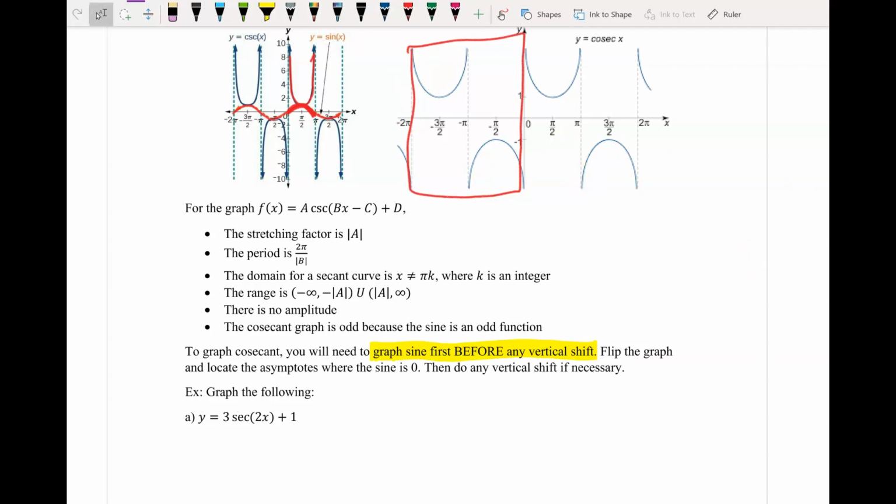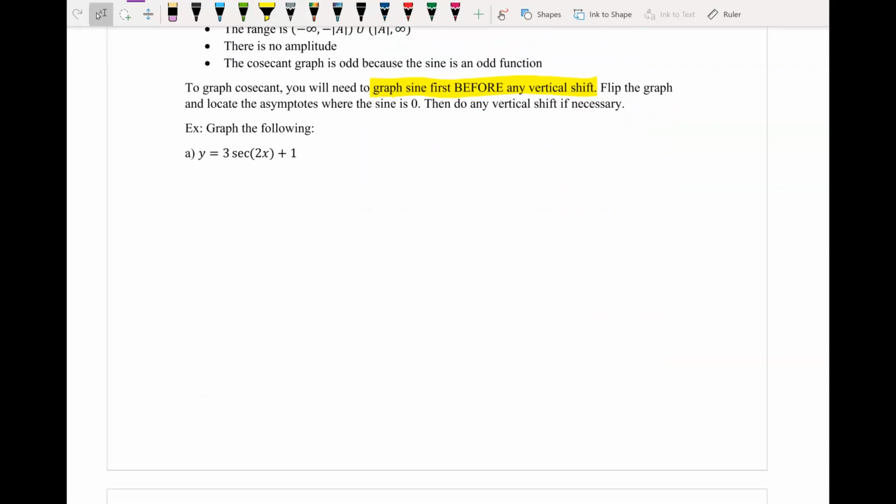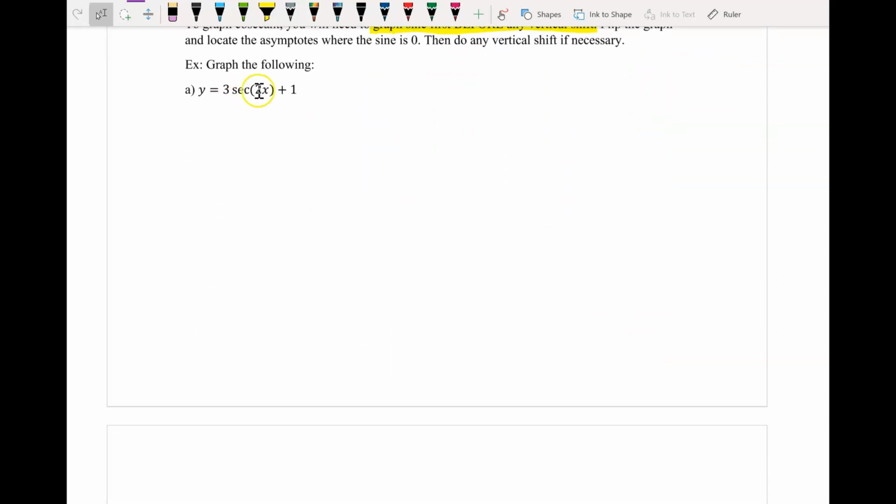So let's go ahead and do some examples so you guys can see what this looks like. So let's start off with graphing y equals 3 secant 2x plus 1. All right, so I see no phase shift, which is really nice. So one of the things that I want to do first is let's change the secant to the reciprocal, which is cosine. So instead, I'm going to graph 3 cosine of 2x plus 1.